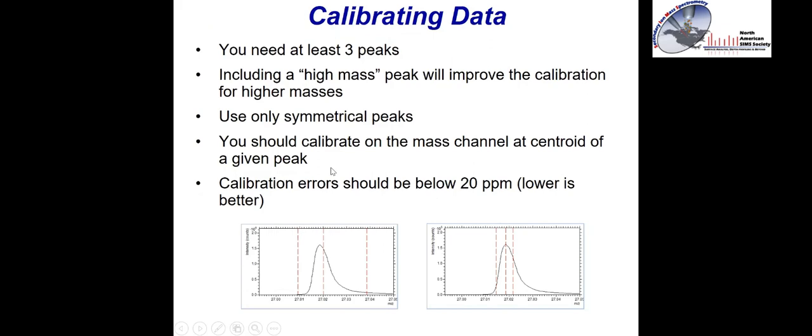For calibration, you need at least 3 peaks. Including more peaks can be helpful, but as you go to more and more peaks, the changes you see in the calibration become less and less. As I mentioned before, if you can include a high mass peak, it will improve your calibration, but you once again have to know what that peak is, and that can become increasingly difficult as you get to higher and higher masses.